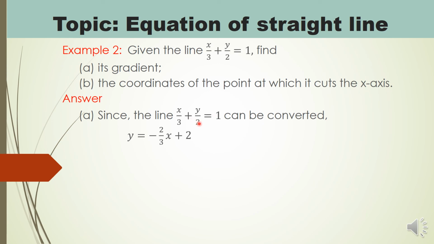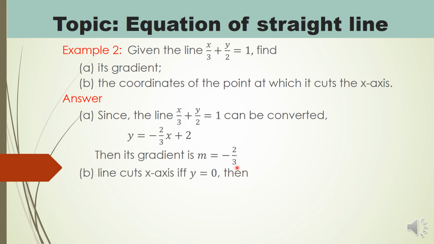And we want to eliminate the number 2, so we have to multiply both sides by 2. So you get this equation. When you get this equation, you can conclude that the coefficient of x is the gradient of the line. So the gradient is m equals minus 2 over 3.